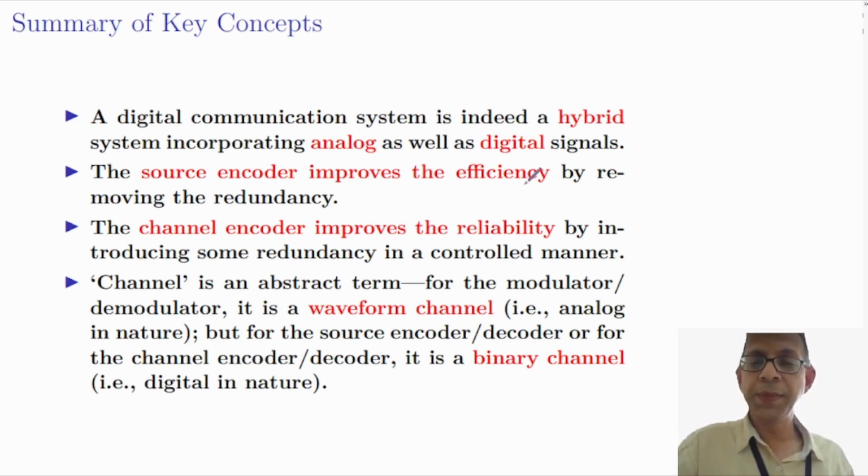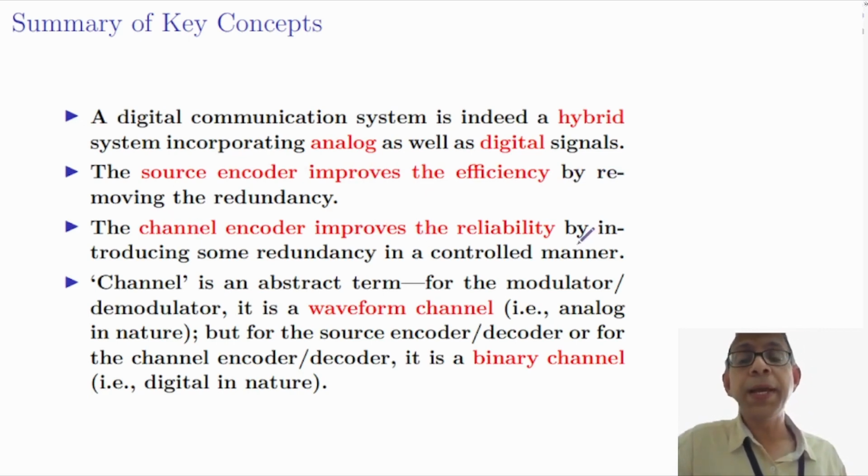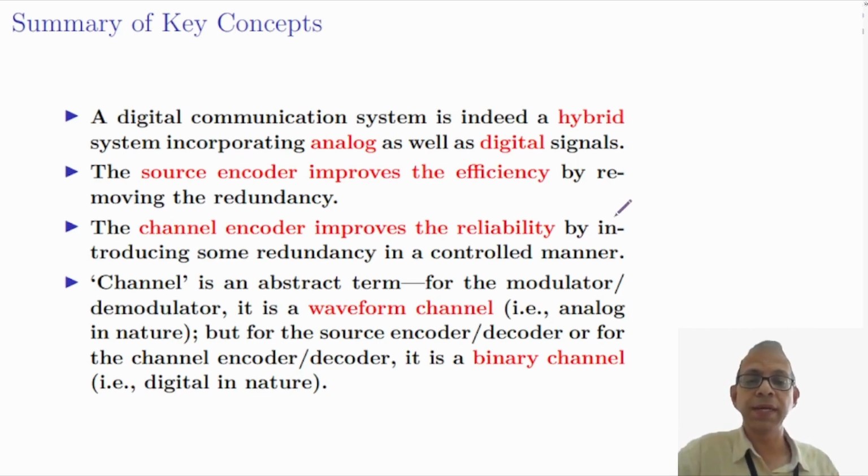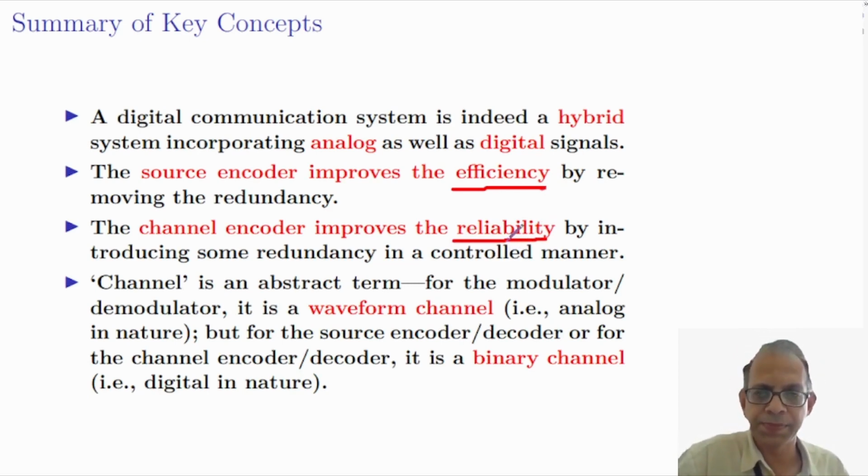The source encoder improves the efficiency by removing the redundancy, and the channel encoder improves the reliability by introducing some redundancy in a controlled manner. Remember that efficiency and reliability are two main objectives of any communication system. And finally, we saw that the channel is an abstract term. For the modulator, demodulator, it is a waveform channel that is analog in nature. But for the source encoder decoder or for the channel encoder decoder, it is a binary channel, that is, it is digital in nature.